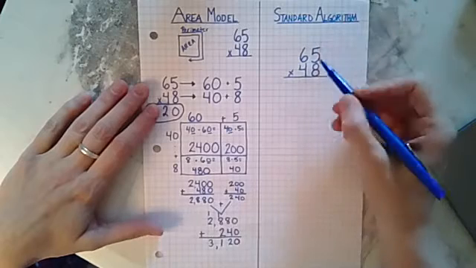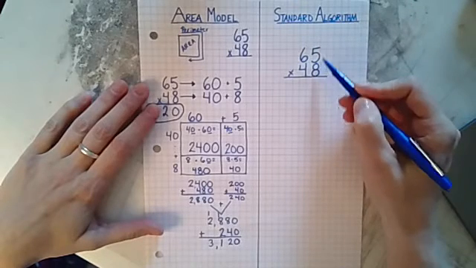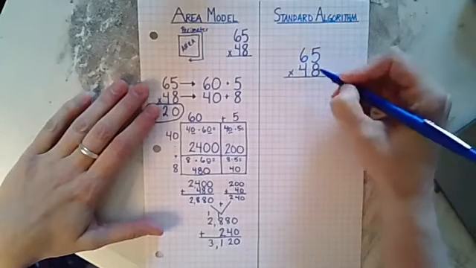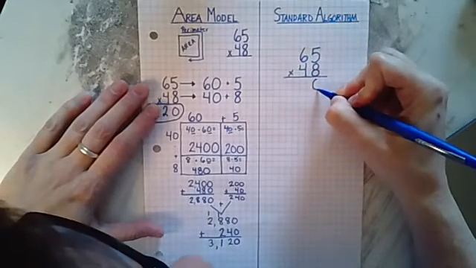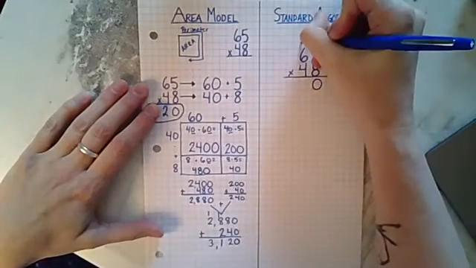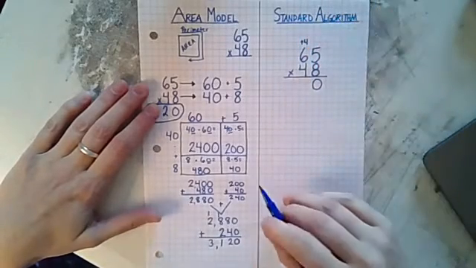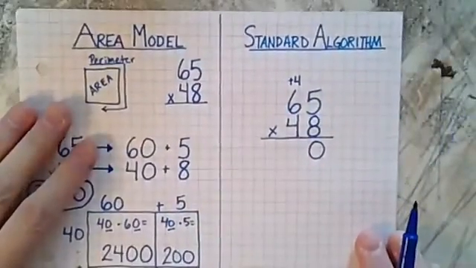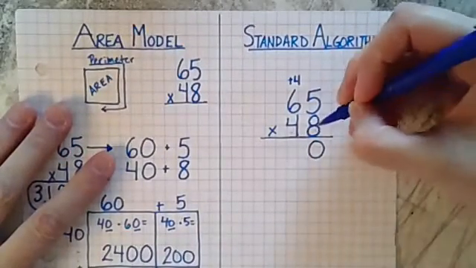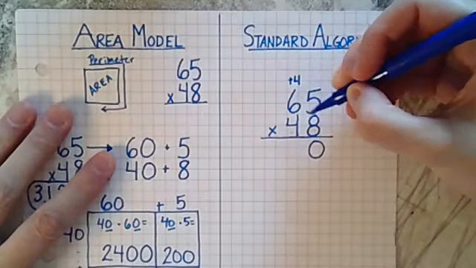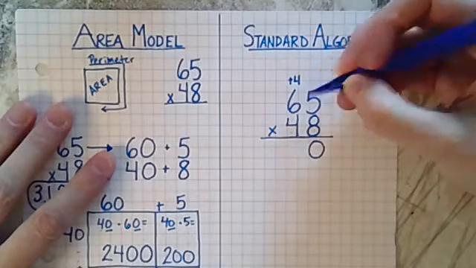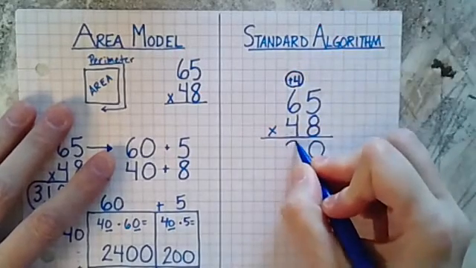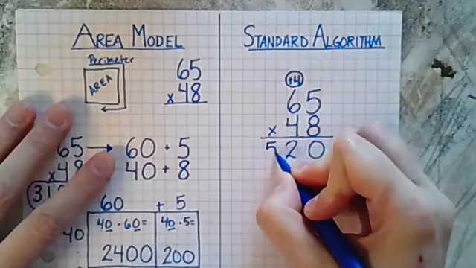All right, so let's start. We're starting in the ones position. So 8 times 5. We go up and then across and then up. So 8 times 5 is 40. So I'm going to put a 0 there, and I'm going to put plus 4. I'm carrying that 4 over to my tens place. Now I'm going to go 8 times 6. 8 times 6 is 48. Plus 4 is 52. So I'm going to write down my 52.